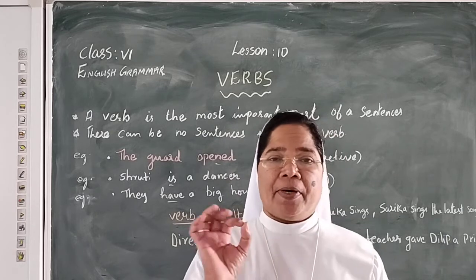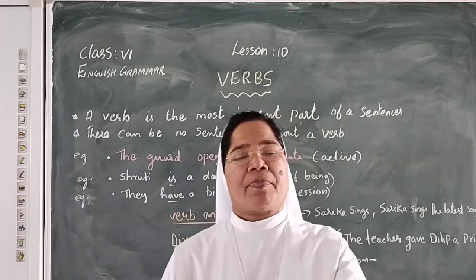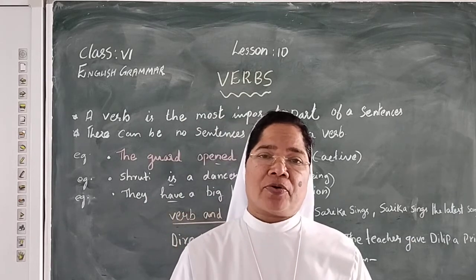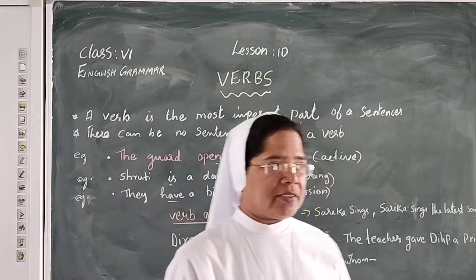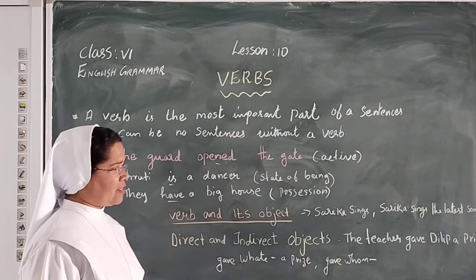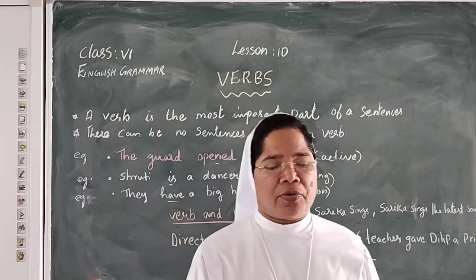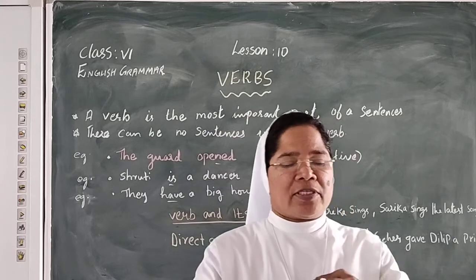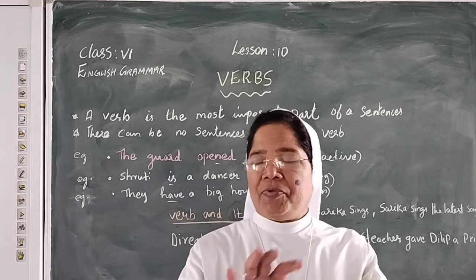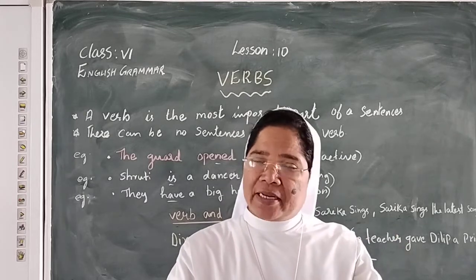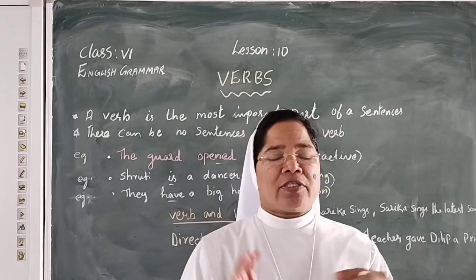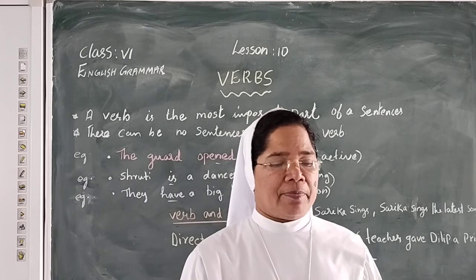Okay. A verb is the most important part of a sentence. If you say one sentence, the verb is the most important part of it. There can be no sentence without a verb. The verb is the most important part of the sentence. In each sentence we use, it is very important. There can be no sentences without a verb.